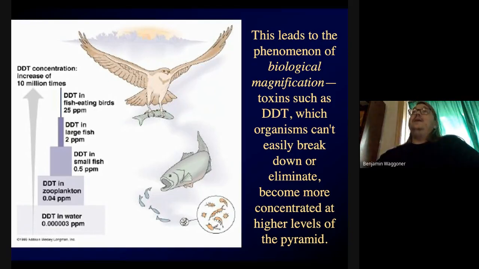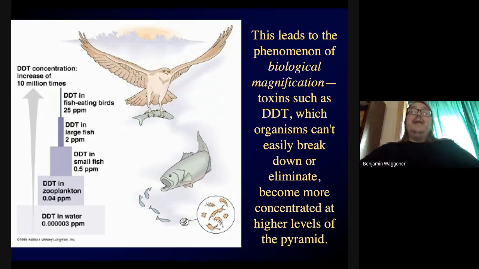DDT was heavily used in the 50s to control mosquito populations. One of the reasons it's not still used is that mosquitoes developed resistance by natural selection, which we talked about way back in the evolution part of the course, about the beginning of the second week. The other problem is that DDT builds up in living tissue. Most organisms can't break it down. Most of them can't eliminate it, so it just kind of hangs around, mostly in your fat.